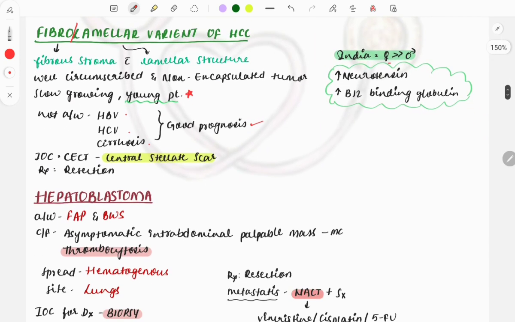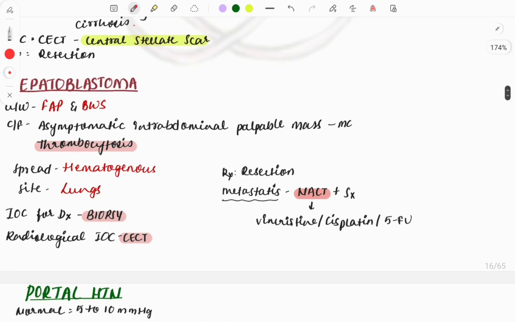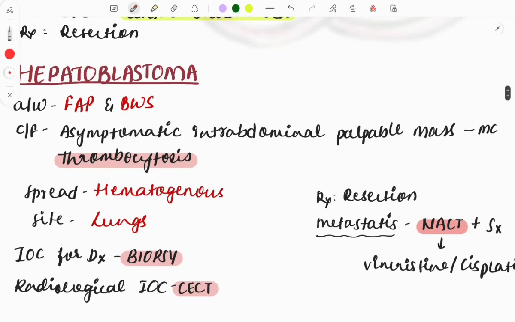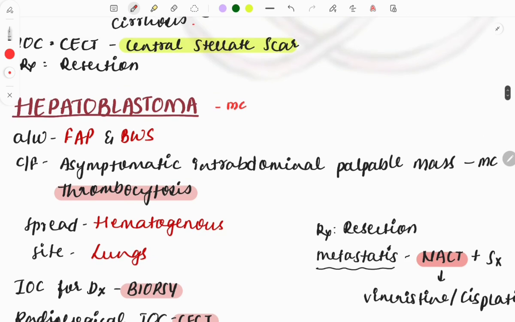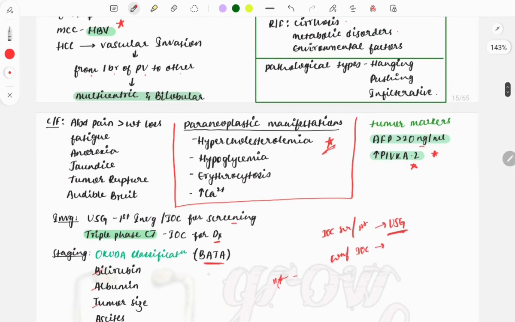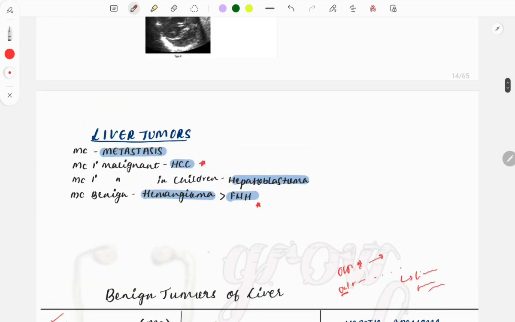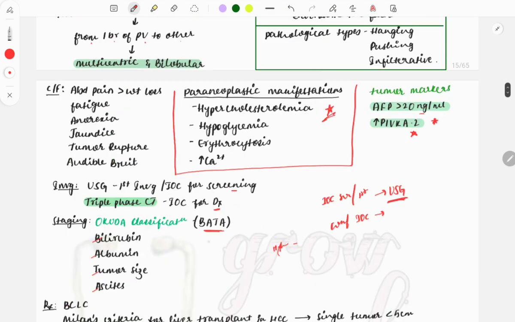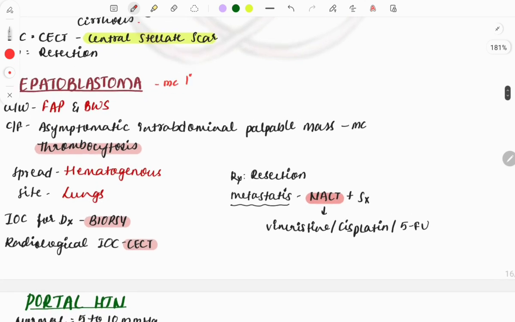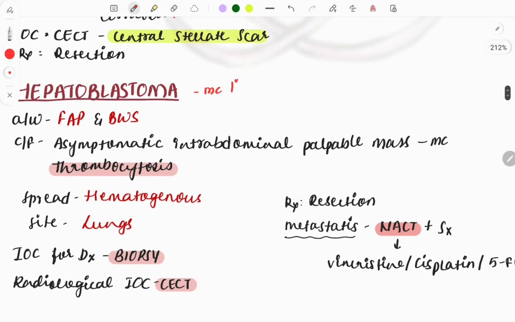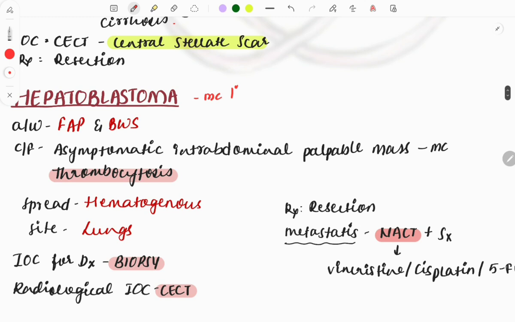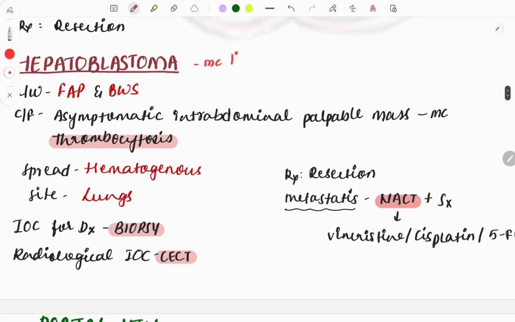Okay. So that was the fibrolamellar variant. Then hepatoblastoma. We had discussed that it is most commonly seen in children, it is congenital, and it is the most common primary malignancy in children, already discussed earlier. The things you must remember are that it is associated with FAP, familial adenomatous polyposis, and Beckwith-Wiedemann syndrome. The clinical feature is an asymptomatic intra-abdominal palpable mass, the most common clinical symptom, and thrombocytosis can also be seen.